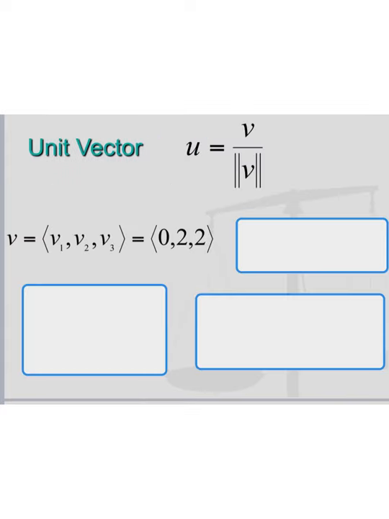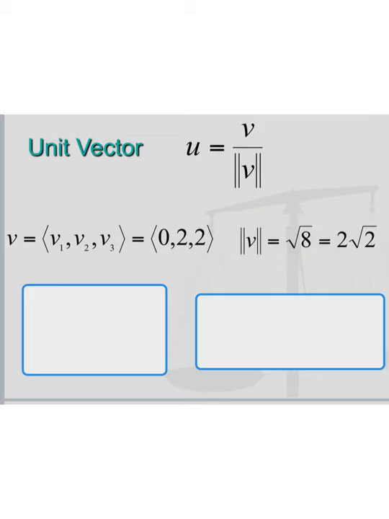As an example of finding our unit vector, we're going to start with the vector 0, 2, 2. Again, the first task is to go ahead and find the magnitude of the vector. So we're going to go ahead and square each component, plug it into our formula for the magnitude, and we end up getting the square root of 8. And then if we simplify that, that becomes 2 radical 2.